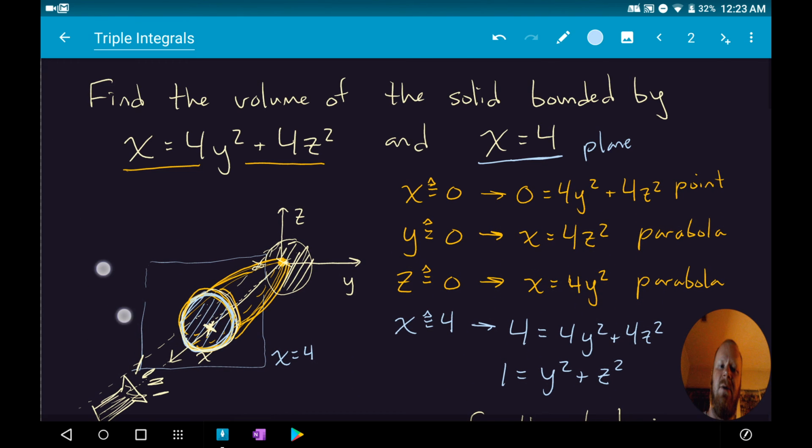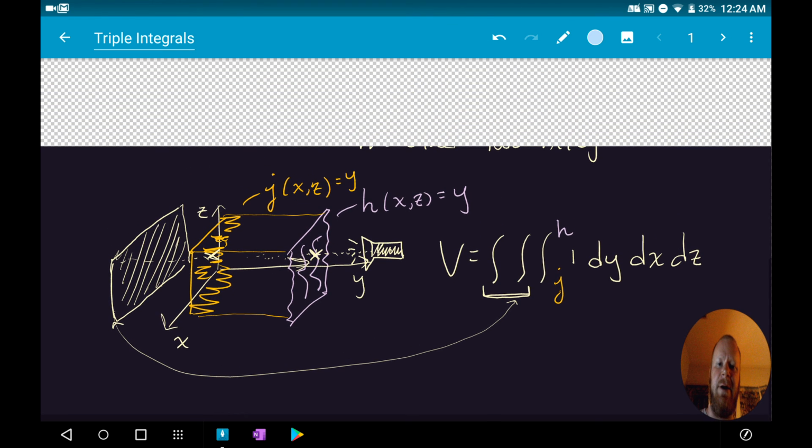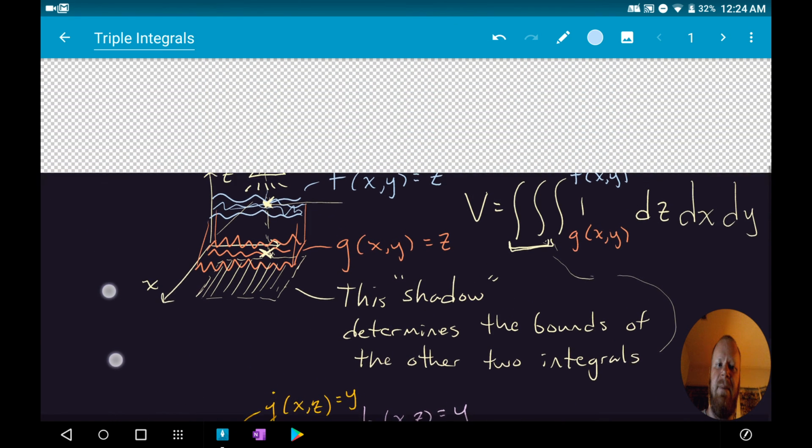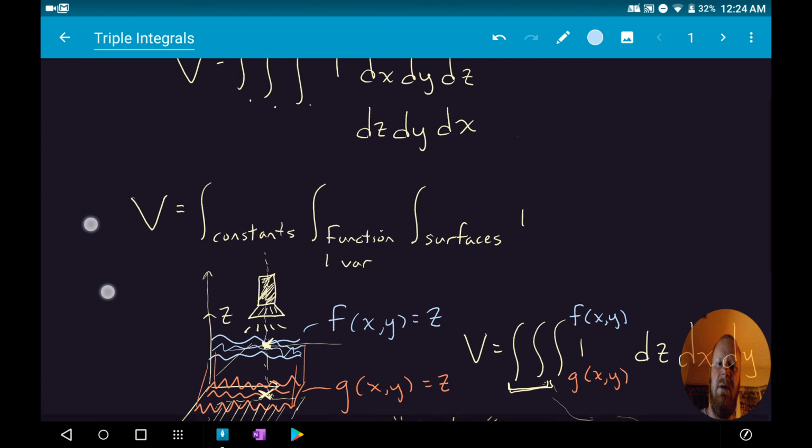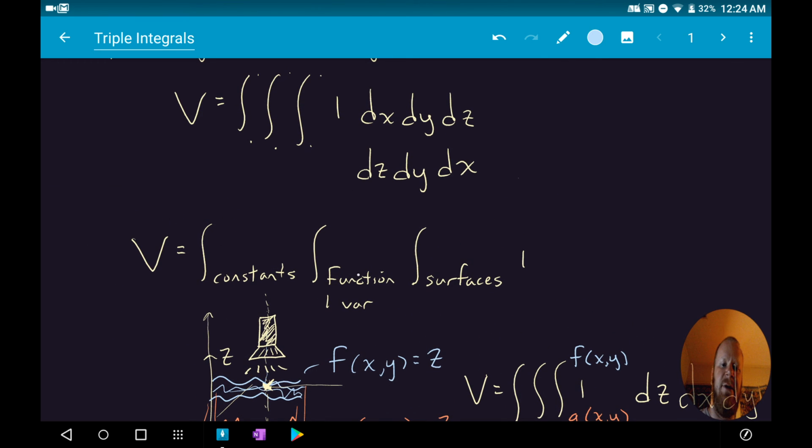I showed a lot of work on what the order could be. That was on the last page. So I said constants here, functions of just one variable, and these surfaces here are really functions of two variables.